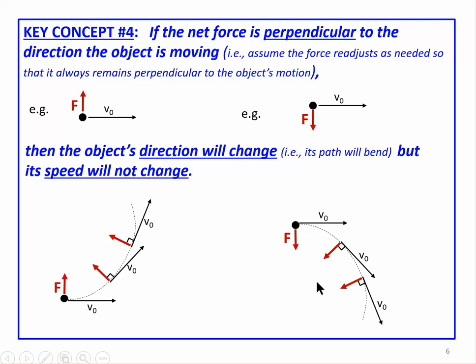So to summarize, when an object's moving, if the force is in the same direction that it's moving, it goes faster. If the force is opposite to the direction it's moving, it goes slower. If it's perpendicular to the motion, it doesn't go faster or slower. It remains the same speed, but its path will change. It will bend.